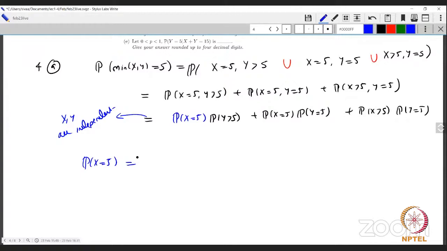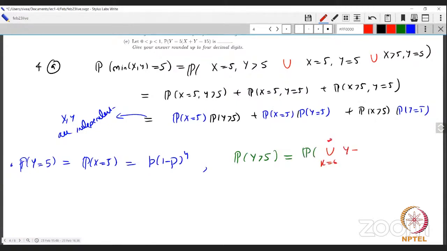How do you do the other part? That is, probability y bigger than 5. How do you do that? Probability y bigger than 5 is going to be equal to the probability of the union over k equal to 6 to infinity of y equal to k. That's what probability y bigger than 5 means, right?